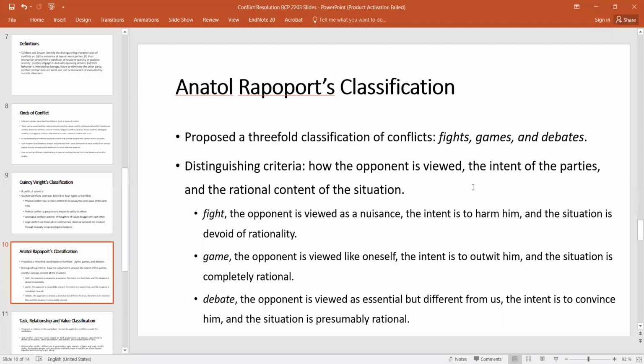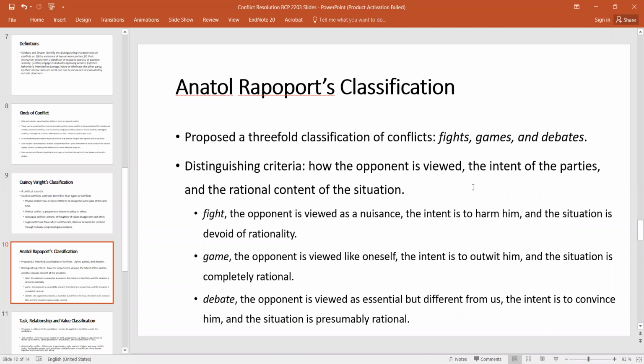In a game, the opponent is viewed like yourself. They are football players, I'm a football player. Debates, they are important, but they are different. And the intent here is to convince the other party. When you're debating with someone, you're trying to convince them. It might not be a formal debate, but it might be a debate among your classmates who have a different point of view. What you're trying to do is to convince them.